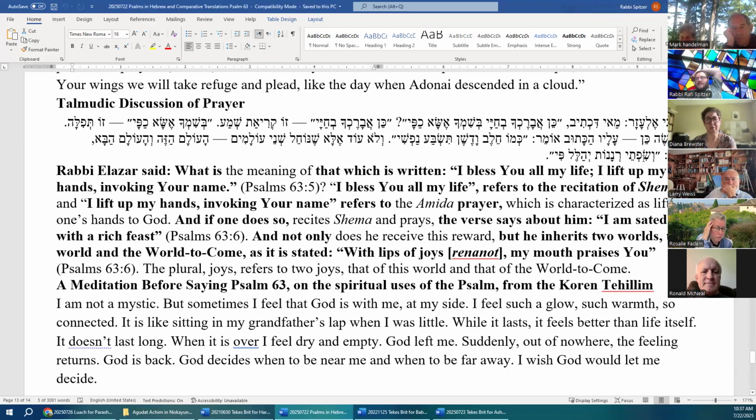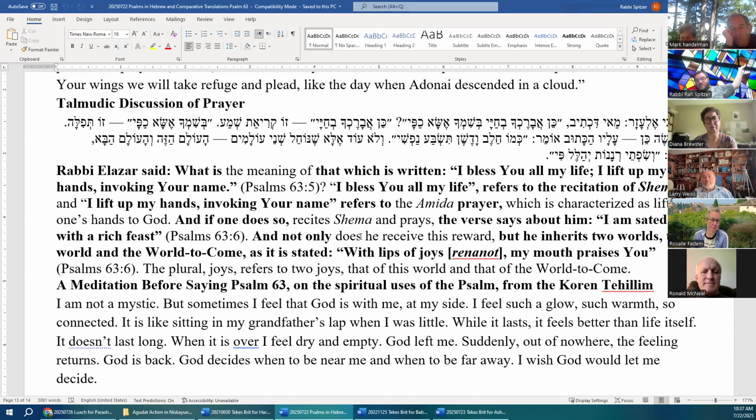Why does it say with lips of joys rather than with lips of joy? Rinanot is a plural noun. Why rinanot and not rina? Sifte rina would make perfect sense, with lips of joy. So why is that word plural? And so the plural joy, says the Talmud, refers to the joy in this world and the joy in the world to come.